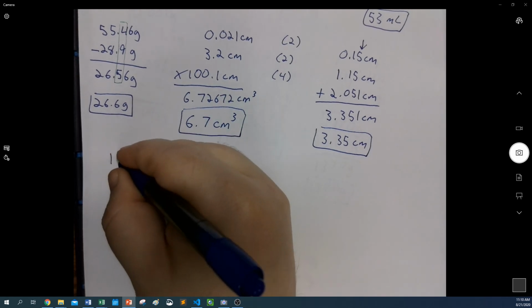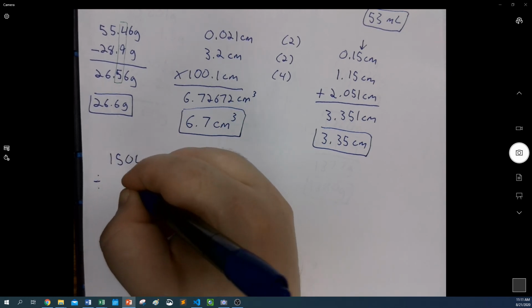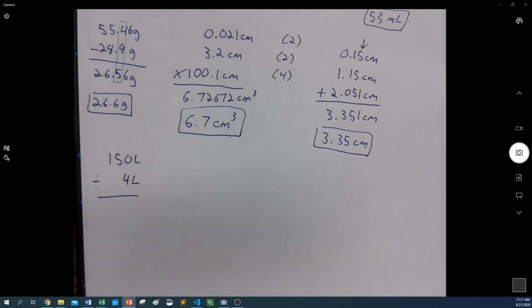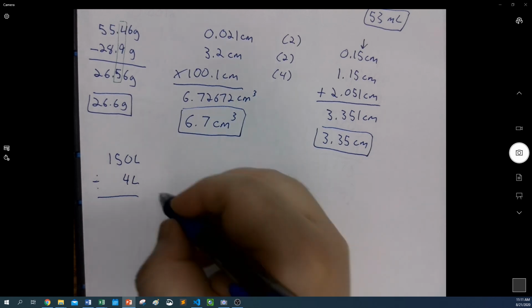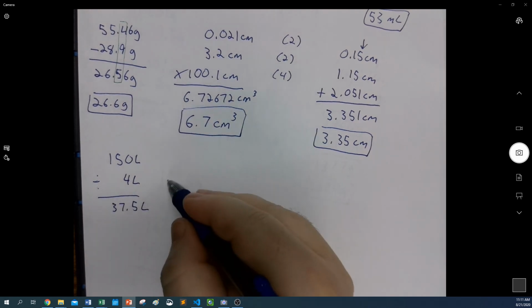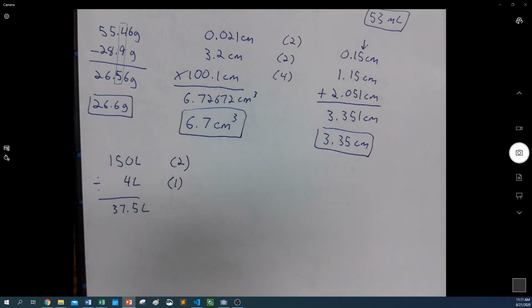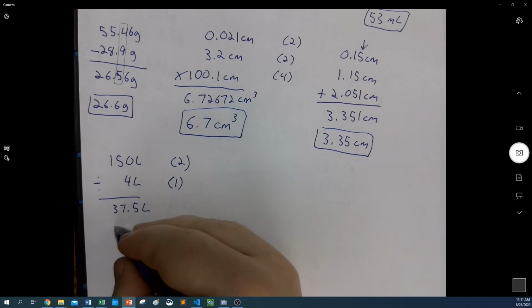So 150 liters divided by 4 liters is equal to 37.5 liters. This has 1 significant figure. This has 2. So we need to write our answer with only 1 significant figure, which would be what? 40.